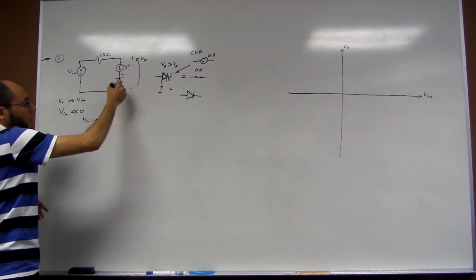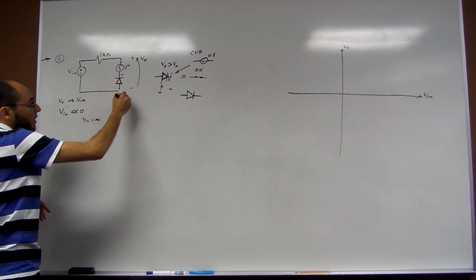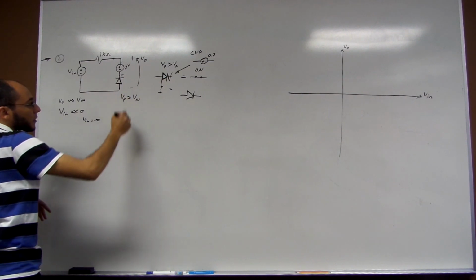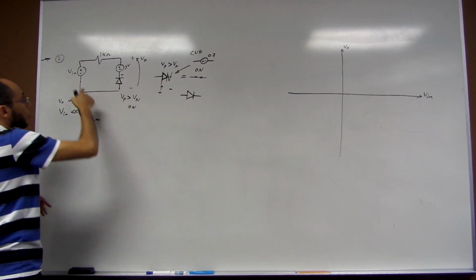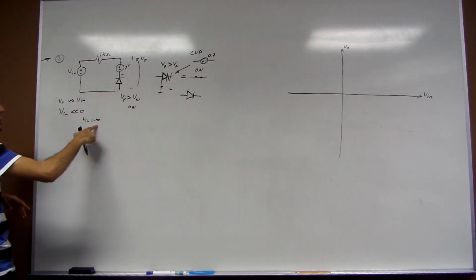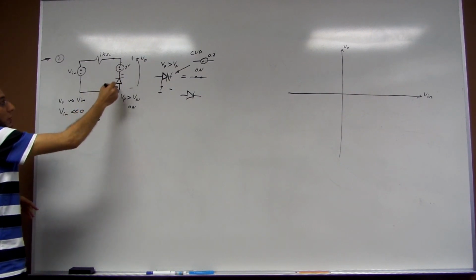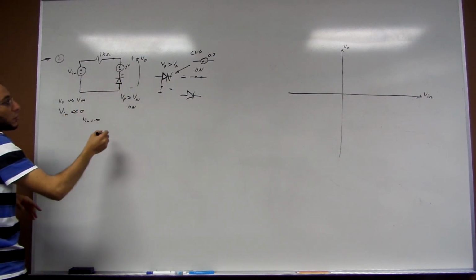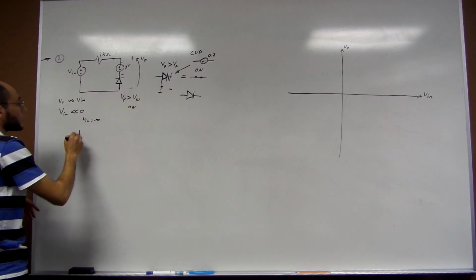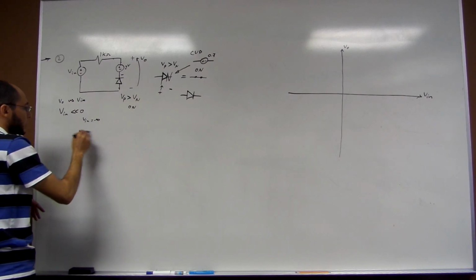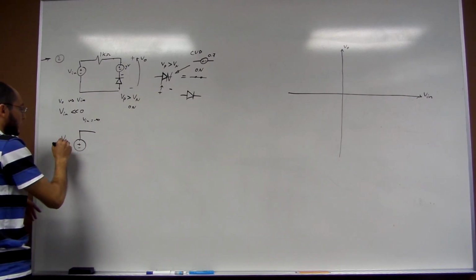So this is negative with respect to that, which means that Vp is higher than Vn. So it's on. When we have a negative voltage, this voltage is small, so this voltage is larger than this, so we have an on circuit. So let's draw it, plus minus, and V input is less than 0.